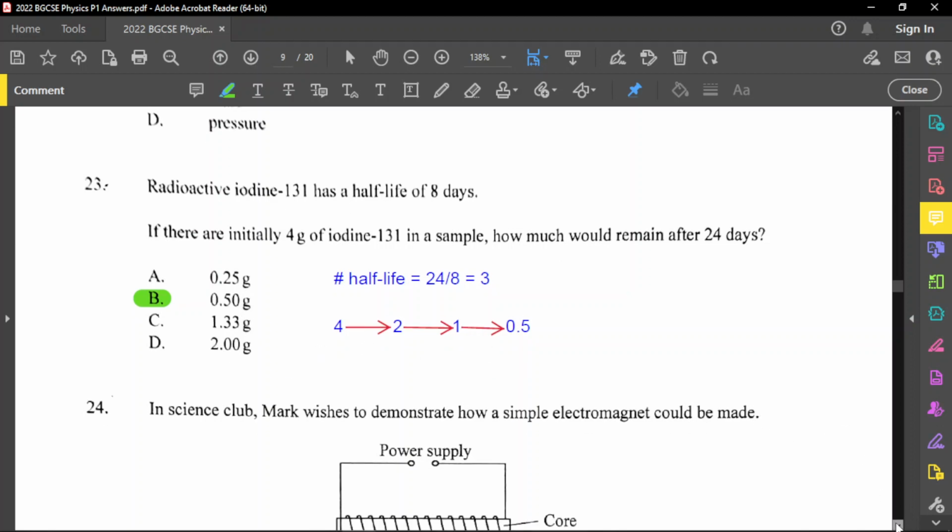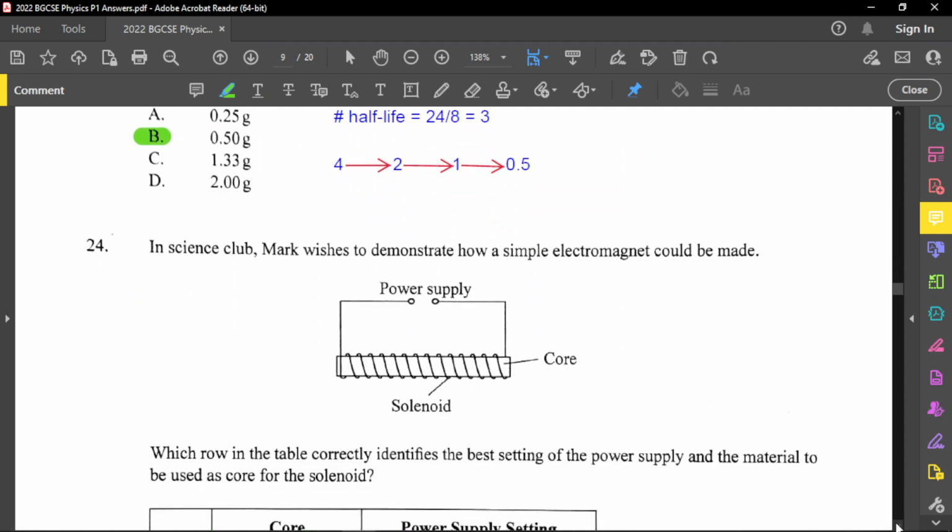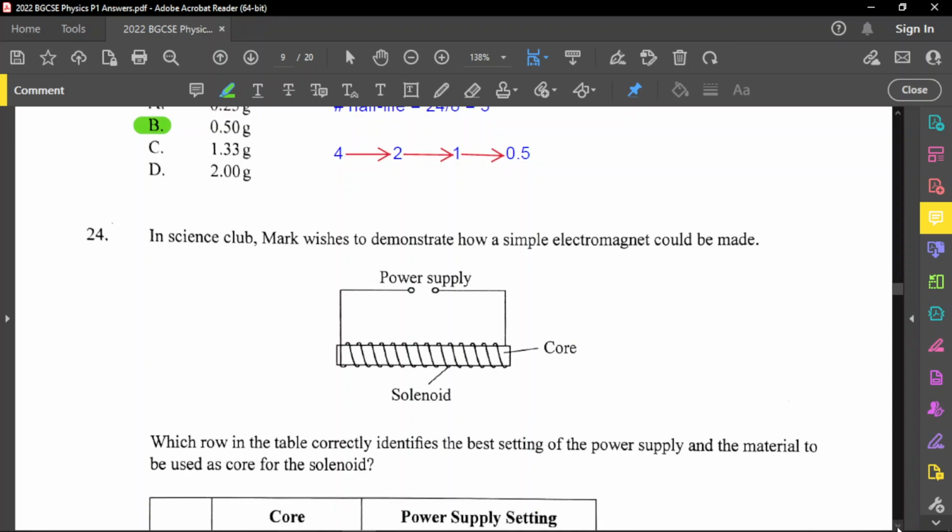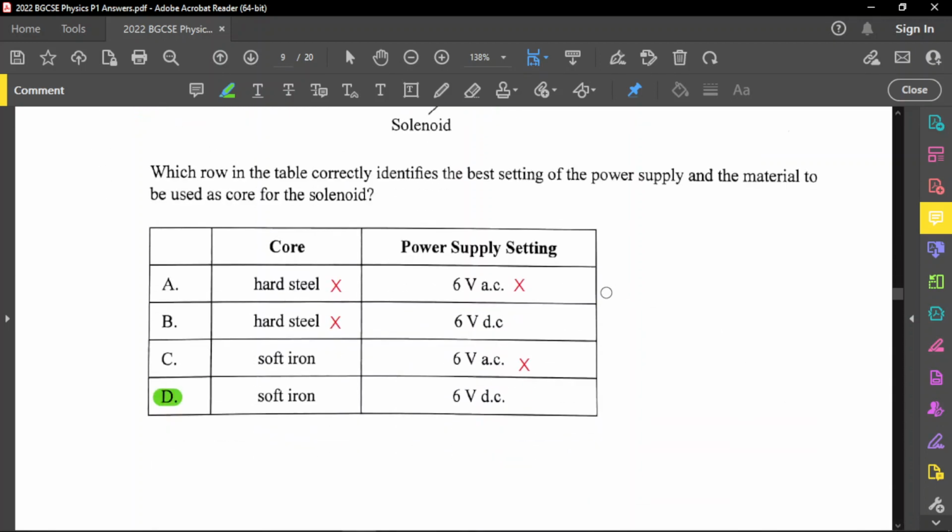Now for question number 24, it said, in science club, Mark wishes to demonstrate how a simple electromagnet could be made. You have a power supply right here, a solenoid, and an iron core. Which row in the table correctly identifies the best setting of the power supply and the material to be used as a core for the solenoid? First to point out is that the power supply must be DC, so A and C will be wrong. And then the core must be a soft iron core, so A and B will be wrong in this sense.